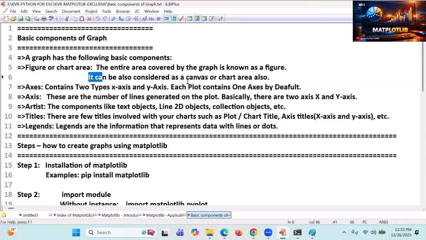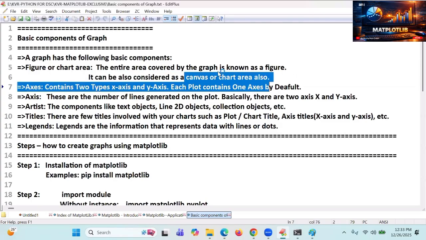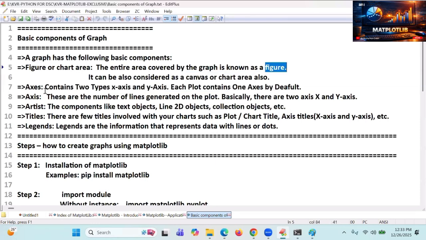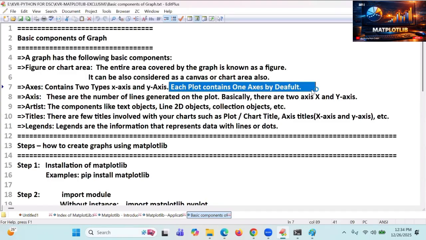It is also considered as the canvas or chart area. This is an old terminology. You can call it a figure. Axis contains two types. What is that? X-axis, Y-axis. Each plot contains one axis by default. Can I have two axes, three axes? Yes, they are called subplots. Spell out subplot.